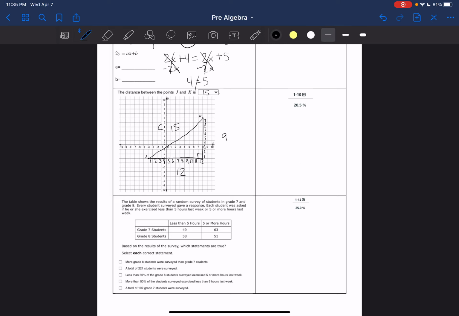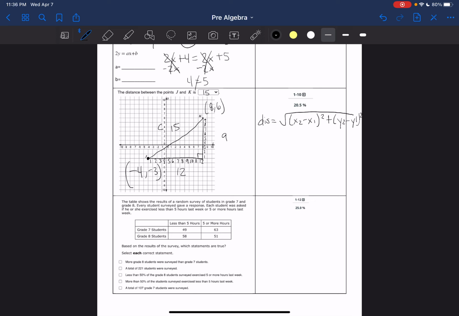Alright, the distance formula says that the distance is going to be equal to the square root of (x2 minus x1) squared plus (y2 minus y1) squared. Well, if I want to use that method, I need 2 ordered pairs. So J is located at (-4, -3). K is located at (8, 6).